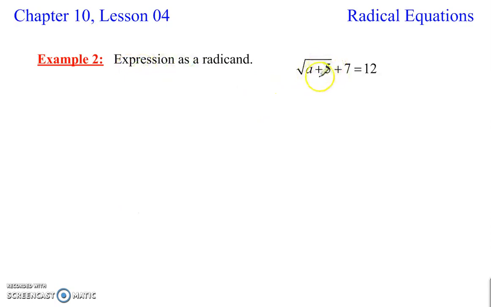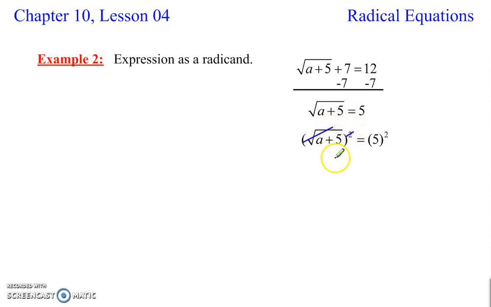If we have an expression in the radicand, we're going to get this by itself first. So we subtract 7 from each side, get that by itself. Now we want to undo the square root, so we have to square that expression. The square cancels out the square root, and then I'm left with a plus 5 is equal to 25. Subtract the 5, and you get a is 20.